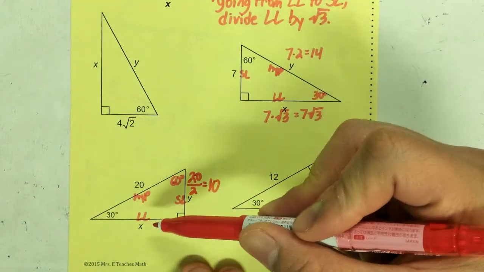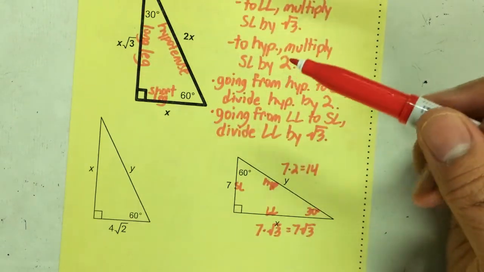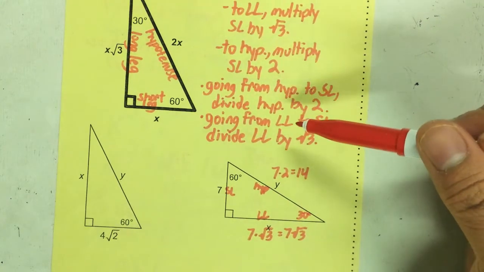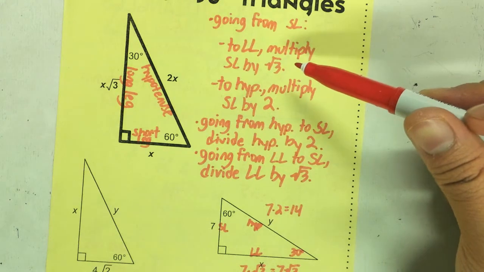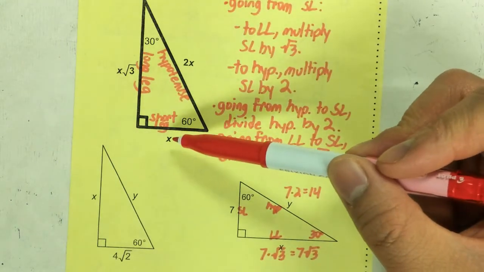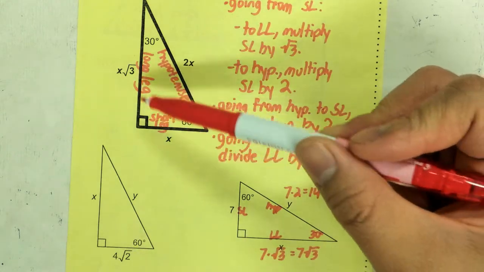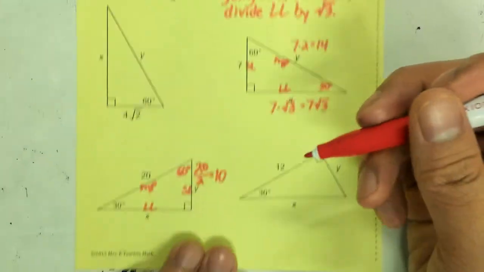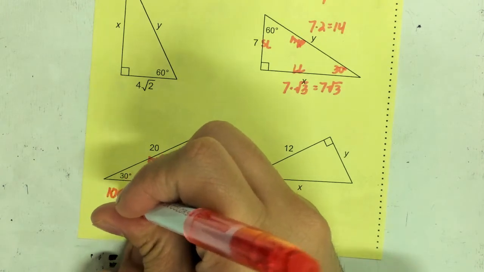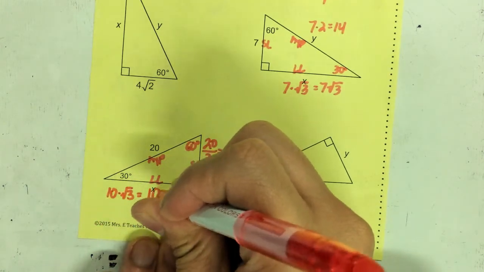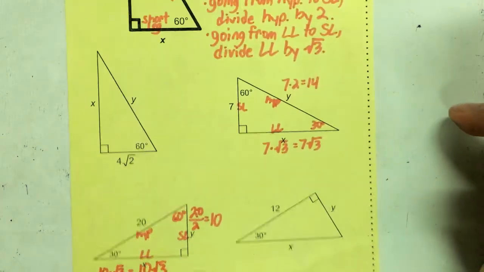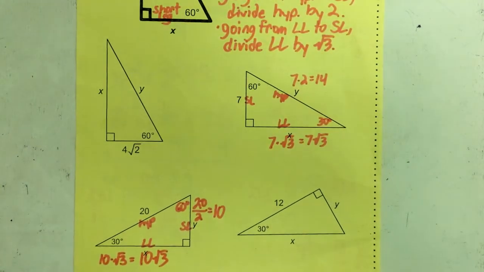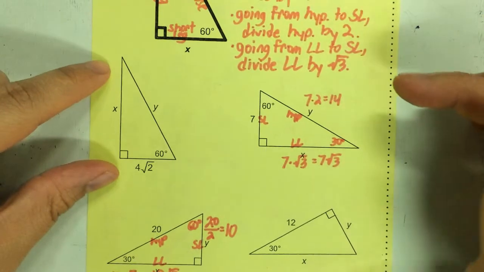Now that I have a short leg, to go back to my long leg, going from short leg to long leg, multiply by square root 3. Going from short leg x to long leg, x root 3, multiply by square root 3. So this will be 10 times square root 3, which is simply 10 square root 3. Alright, these get easier as you do more practice. I don't expect you to memorize the rules right away. Getting used to the rules is something that takes time and practice. So let's try that with our next example.